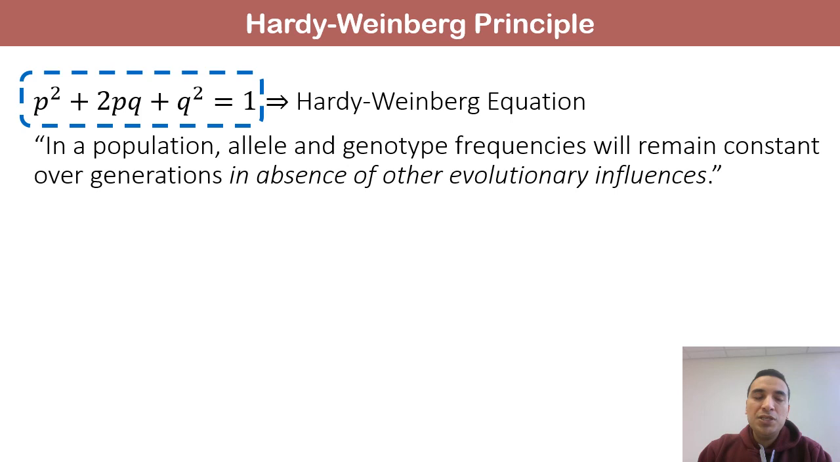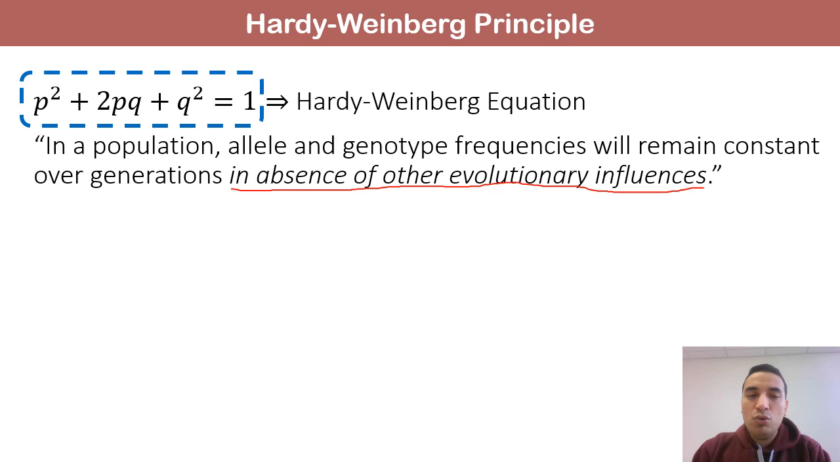This formula, p squared plus 2pq plus q squared equals 1, is now called the Hardy-Weinberg equation. What this is really saying is, in a population, allele and genotype frequencies will remain constant. They will be the same, 0.45, 0.44, and 0.11 in our case. That will remain constant over generations in absence of other evolutionary influences. That last part is important, where we say in absence of other evolutionary influences.